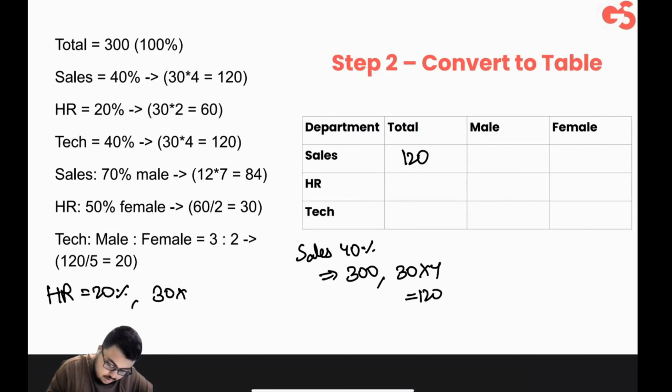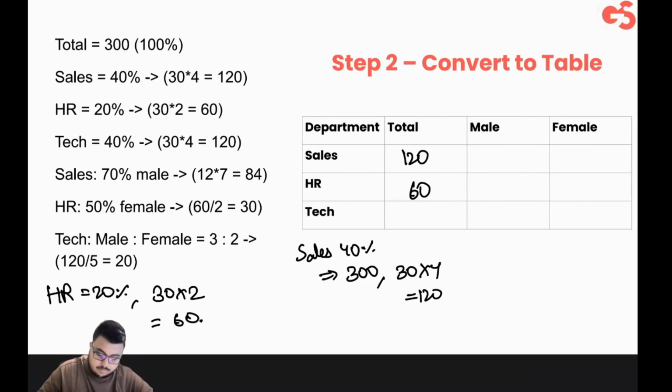Again, you can do 30 into 2. That's 60. And for HR, it was actually very easy to calculate the male and female, as it has been given that it's 50% female and 50% male. All we need to do is just divide by 2, and that's 30. So it's 30 male, 30 female.